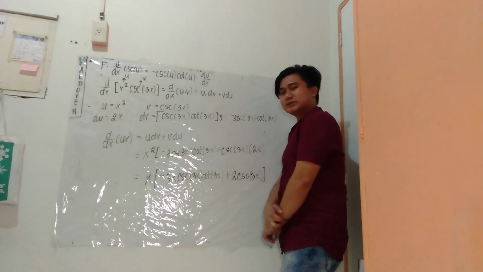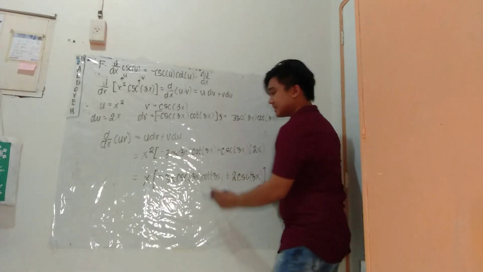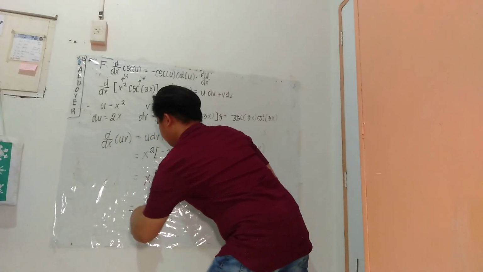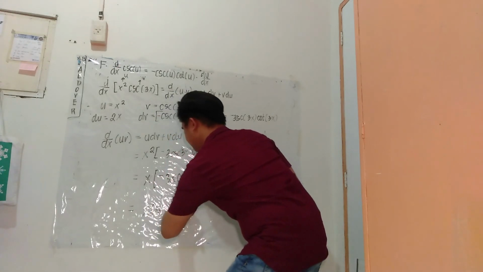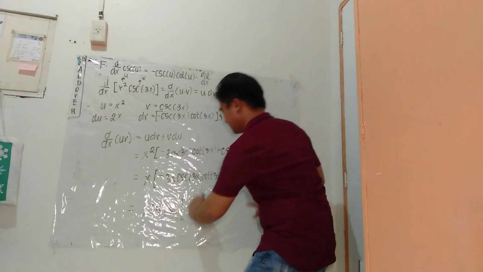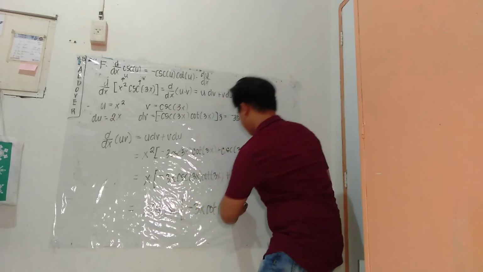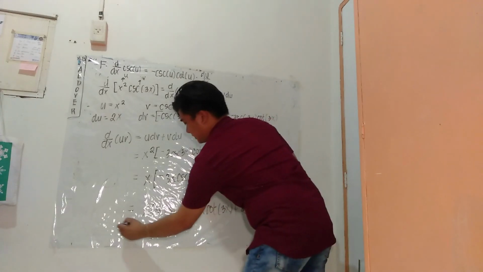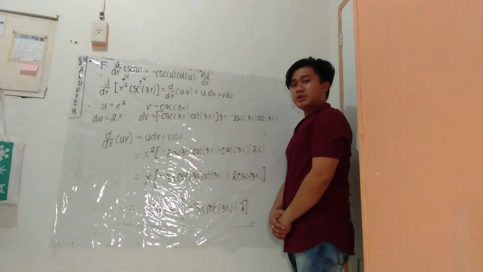Meron pa bang ulang? Meron pa, kasi kung makikita mo, common factor din nila si cosecant. So, ilabas ko pa. So, x times cosecant of 3x times negative 3x. Nawala na dito yung cosecant kasi inilabas ko na. So, cotangent na lang yung natira. Plus 2. And that is our answer. So, copy your notes.